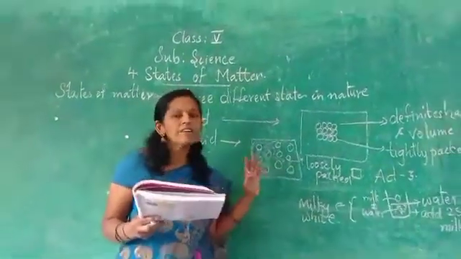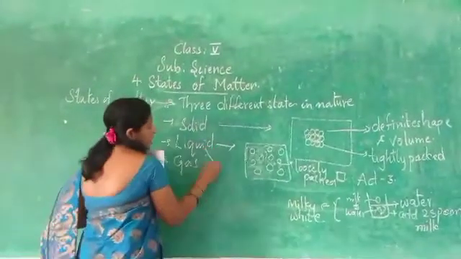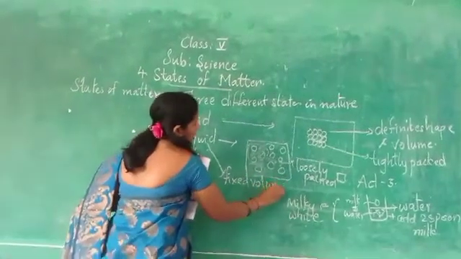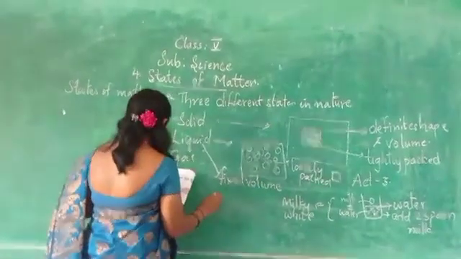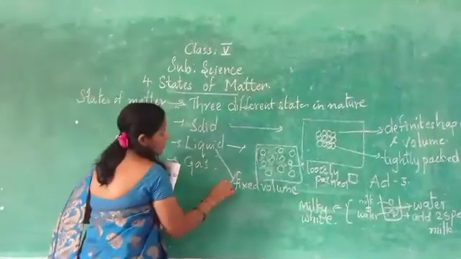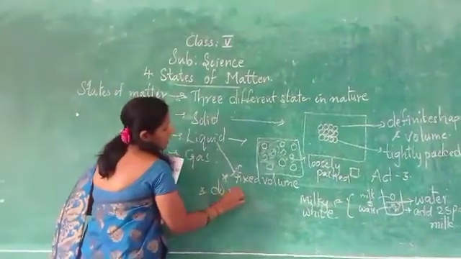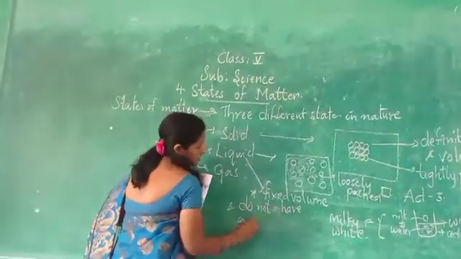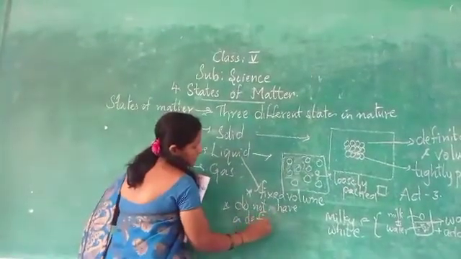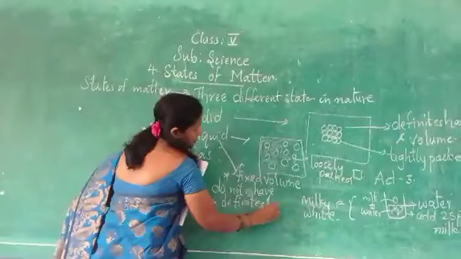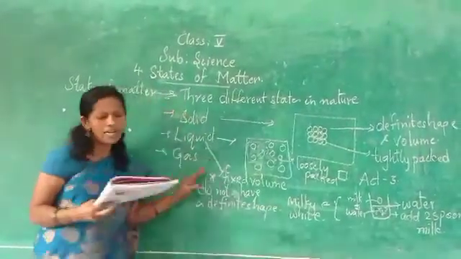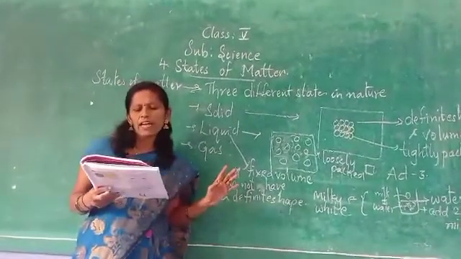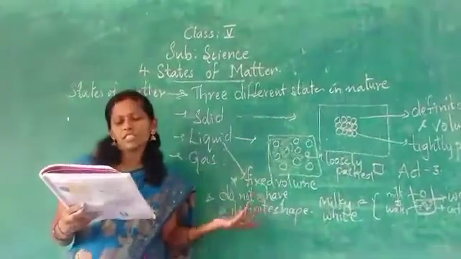However, liquids have a fixed volume, but they do not have a definite shape. They will take the shape of the container. So a cup of water will have the same amount of water even when we change its container.